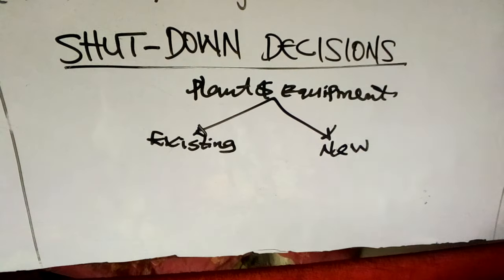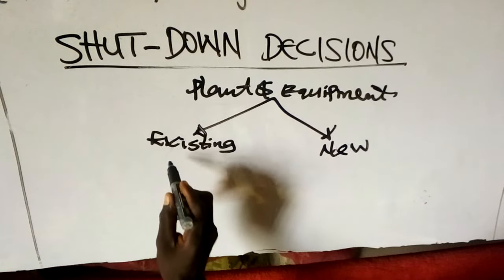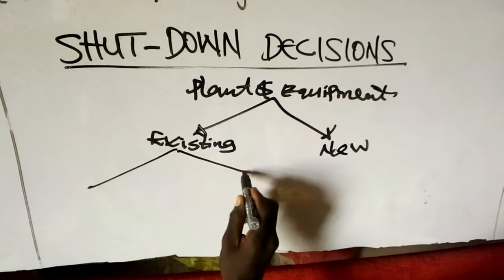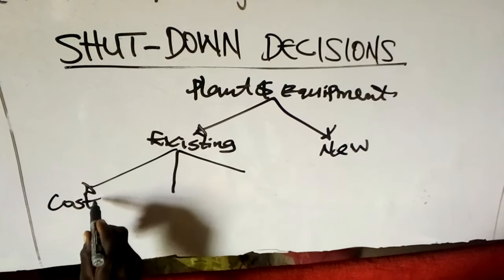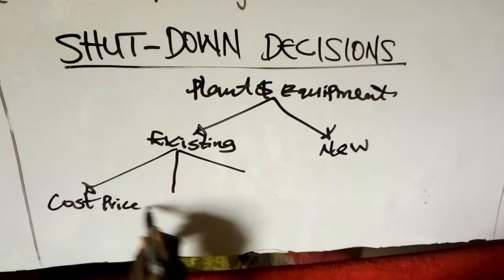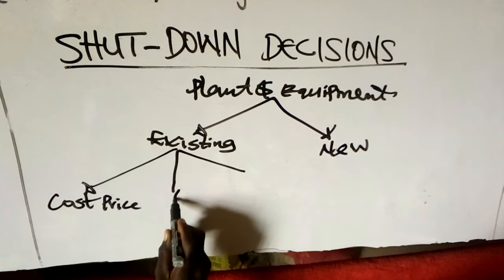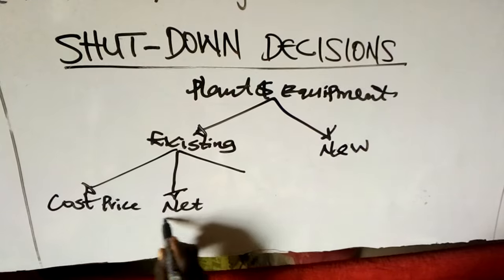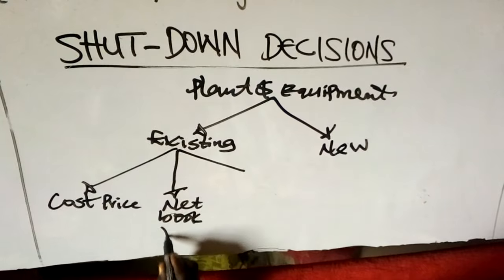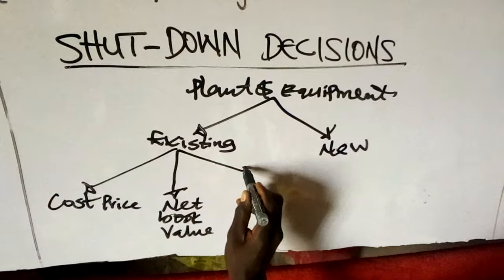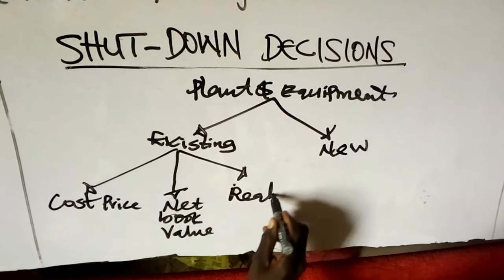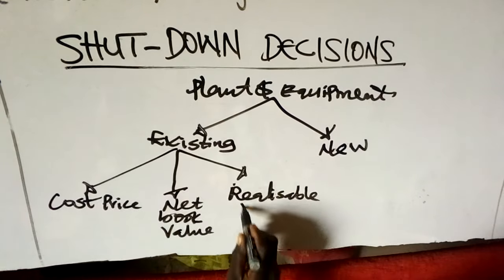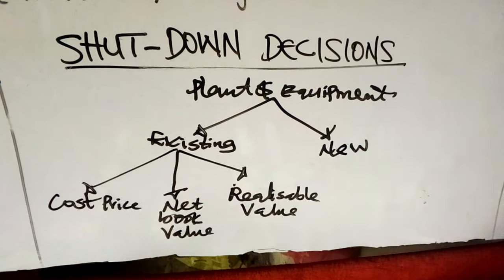I'm going to divide this into three. Number one, the cost price. Number two, the net book value. And the third one is realizable value. So I want to start with the cost price.